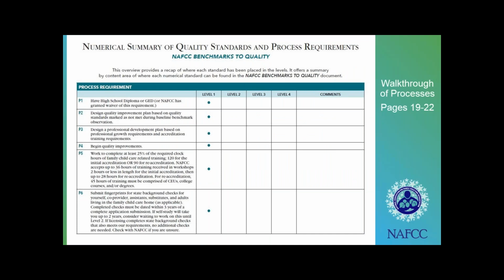Pages 19 through 22 list all of the processes, their levels, and have a comment box where you can leave notes. These are the only three pages in your benchmark books that will talk about processes, but they're very important. So make sure to read through those pages. You can work through them by level, or you can just take a look at all of them all at once and see what you need to work on.